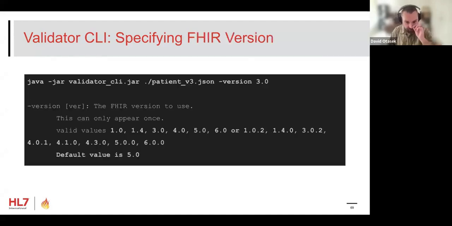By default, the validator will use version R5 of the FHIR specification. Since not everyone is using R5, you can also manually specify a particular version. You can see a list of which versions are available by running the CLI in help mode, as I mentioned earlier.